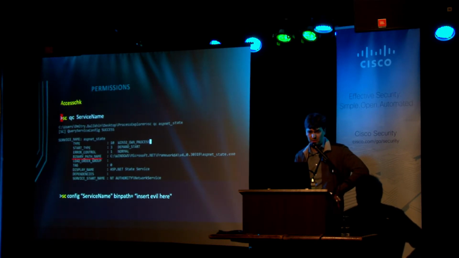We can get the properties of the service with the sc qc command, and we're looking for the start type and binary path name. Because we can modify the service, we can update the binary path name, and we can configure the service to actually do some evil stuff here. It can be payloads or CMD commands. Restart the service, enjoy the results.